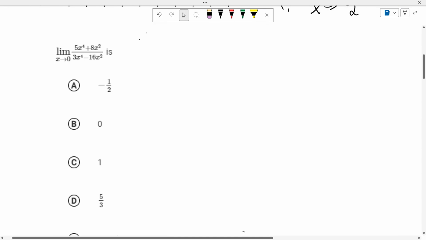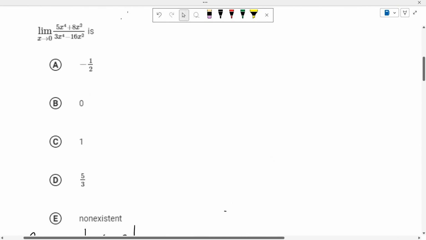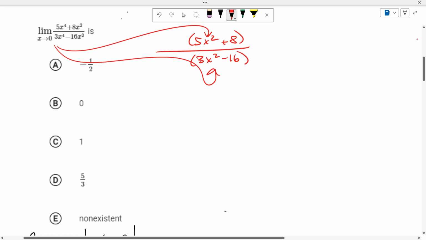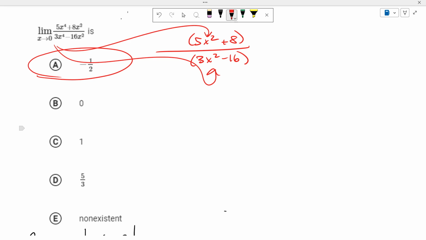This one, when you first substitute numbers, you get 0 over 0. Okay? Then, if we factor out x squared on the top, we get 5x squared plus 8. As we factor out x squared on the bottom, we get 3x squared minus 16. These cancel. Goodbye. So, then if we put in a 0, we get 8 over negative 16, which is negative 1/2.